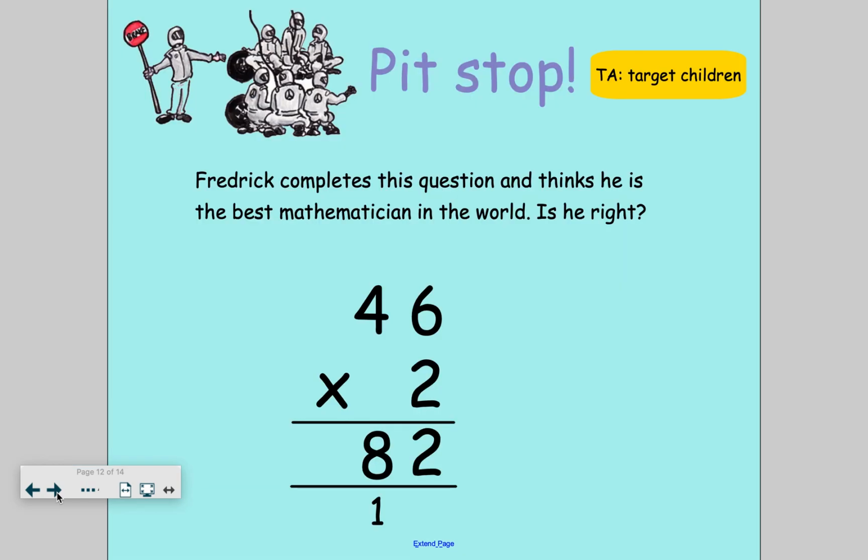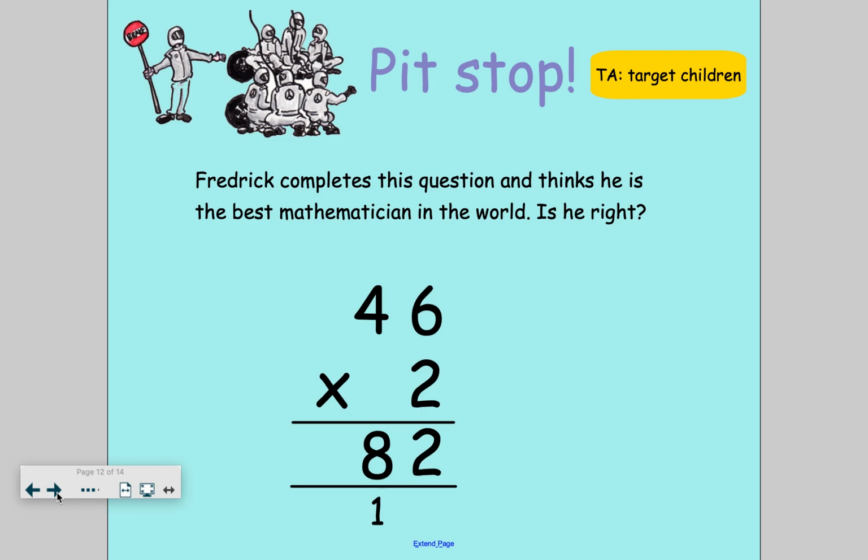And very quickly, pit stop, which we would normally do, which is a bit of a random place to do a pit stop. Have a quick look at this. Frederick completes this question and he thinks he's the best mathematician in the world. But is he right? 6 times 2 is 12. He's carried the 1. Good, yeah, good. So far, so good. 4 times 2 is 8. Brilliant. He's a mathematician. Job done.